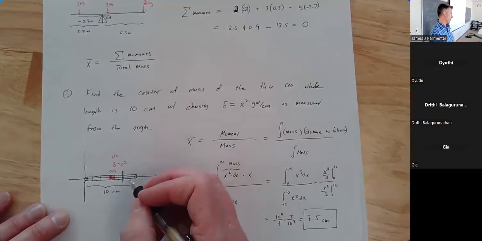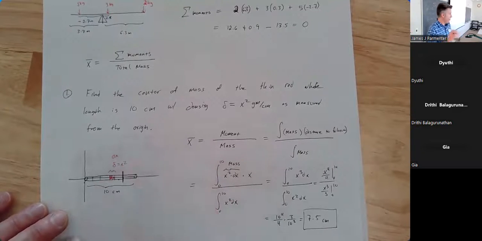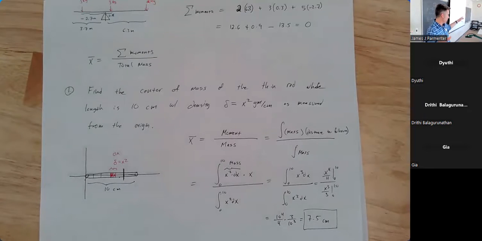You could think of it, although it's kind of weird to say, as half the moments over here and half the moments over here, or the moment on that side and the moment on that side are balancing each other out. But again, it's not how much mass there is, it's how much moment there is. That's always the equation for the center of mass: moment over mass.